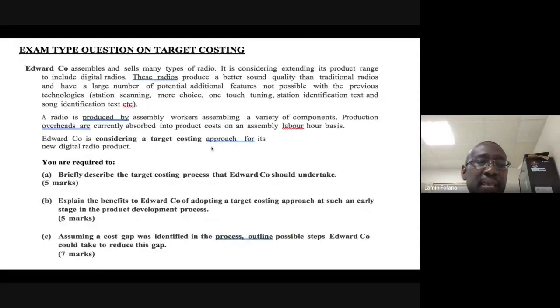So what is B? Explain the benefits to Edwards Company Limited of adopting a target costing approach at such an early stage in the product development process. Okay, what are some of the benefits that Edwards Company Limited can gain as a result of target costing? Can you tell me? It's easy based on your understanding of target cost. You don't even have to read the case. Can someone give me at least one?